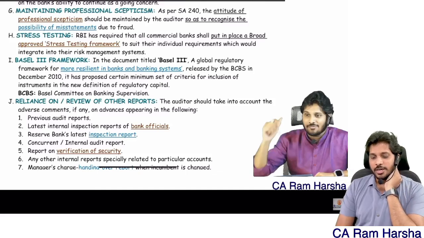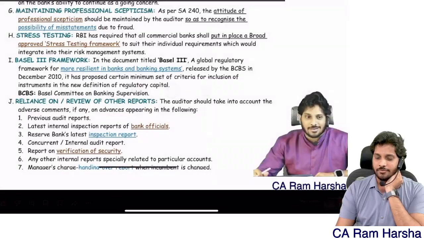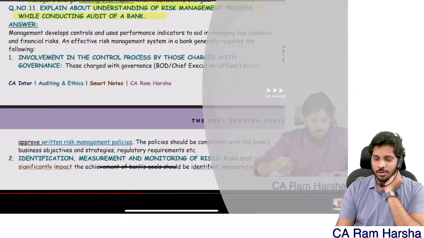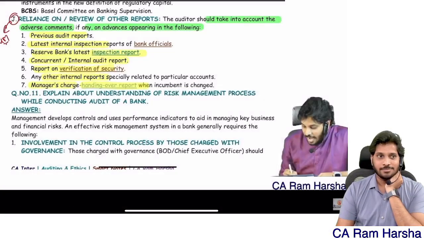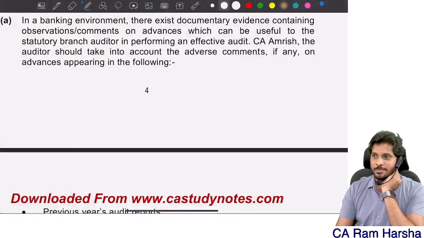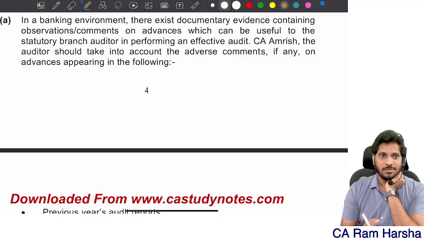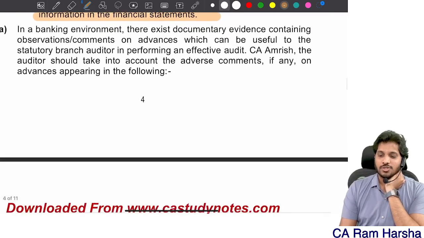The auditor should take into account adverse comments, if any, on an advance appearing in the following. You see, the 4 marks question I set, exactly, in the marathon also I covered this. So the same is there in MTP2. MTP2 came just 4-5 days ago. This marathon I did 10 days ago. Okay. Next. So what are they saying?